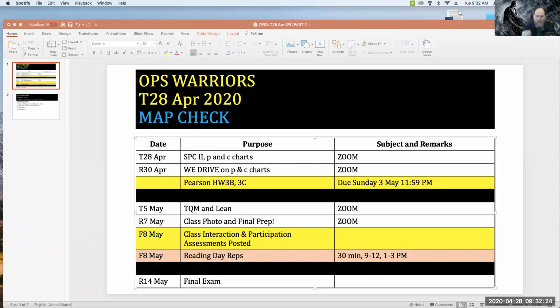Then on the 7th of May, we'll do a class photo on Zoom. That'll be interesting and fun. And then more importantly, we'll go into our final prep for the exam. Anything that you want to cover again, talk about rules of engagement for the exam, all the normal stuff we do during a prep session.